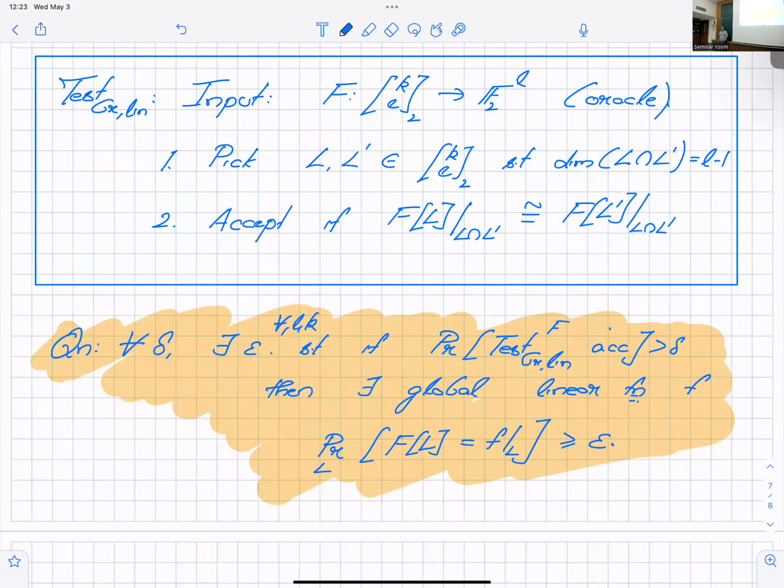This is an extremely small fraction of the entire space. What is the fraction? It's all L-dimensional subspaces that contain a particular direction. So you've lost 1 degree of freedom.